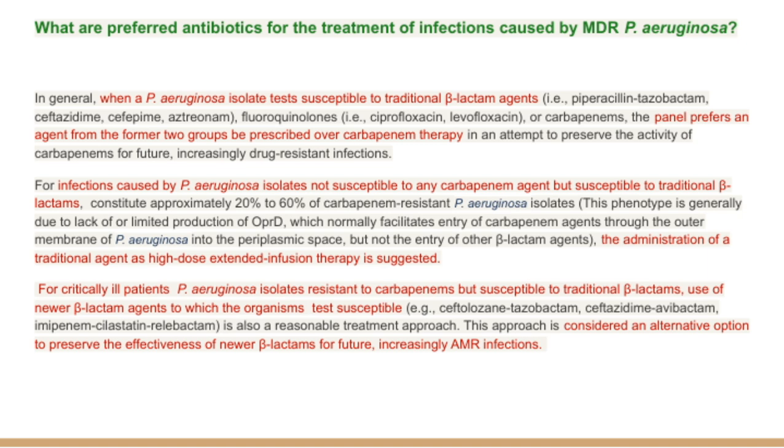For critically ill patients with isolates resistant to carbapenems but still susceptible to traditional beta-lactams, using newer beta-lactam agents such as ceftolozane tazobactam, ceftazidime-avibactam, or imipenem cilastatin relebactam is also a reasonable approach. This strategy helps preserve these newer agents for future infections that may become more resistant, which ties back to our overall goal of antimicrobial stewardship and maintaining our treatment options. So, to sum up, when dealing with MDR P. aeruginosa, the preferred antibiotics are often those that the bacteria still respond to, with a focus on preserving our most potent options for the future.